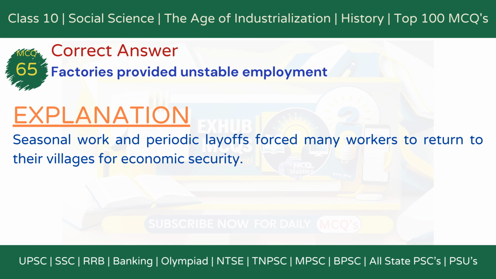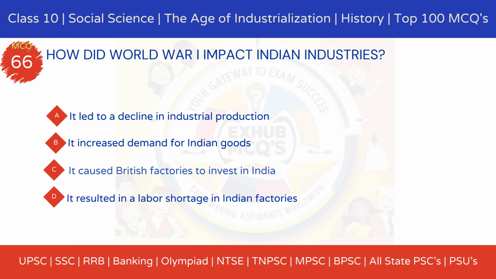The correct answer is option B. Industrial jobs were seasonal and unstable. Explanation: Seasonal work and periodic layoffs forced many workers to return to their villages for economic security. MC 66. How did World War I impact Indian industries?